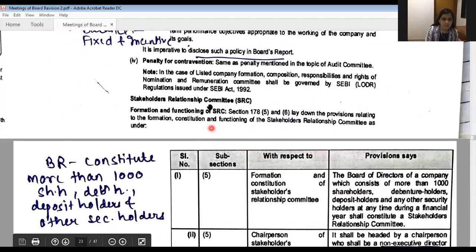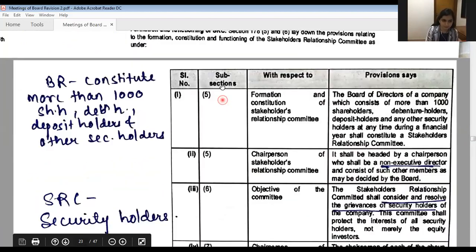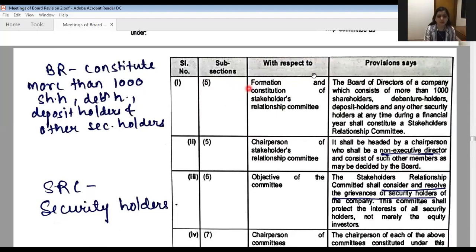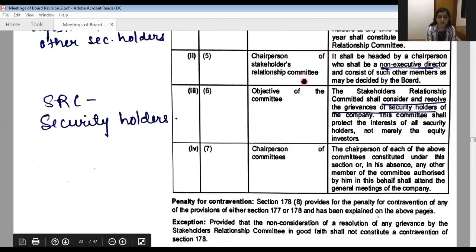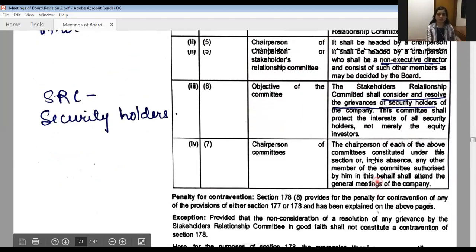Now we'll see the stakeholders relationship committee, the section with respect to its formation and constitution. A company whose board of directors has more than 1000 shareholders, debenture holders, deposit holders, and any other security holders at any time during a financial year shall constitute a stakeholders relationship committee. The chairperson shall be a non-executive director. The objective of this committee is to consider and resolve the grievances of security holders.